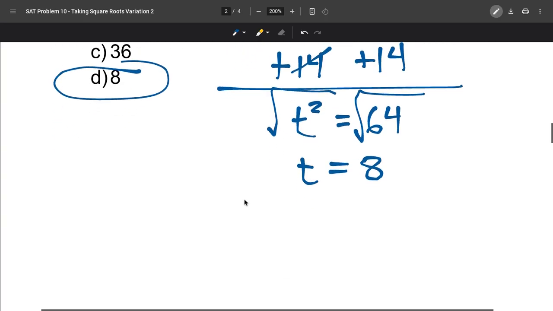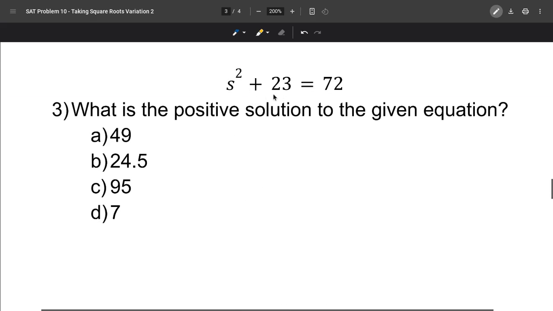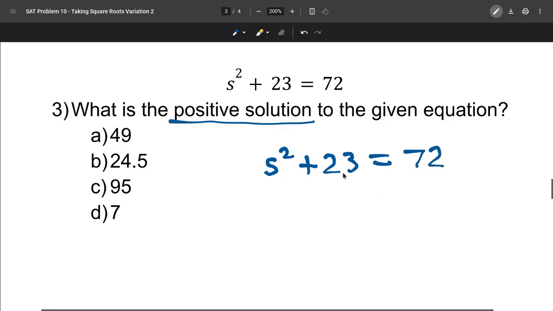All right, next one, I decided to mix it up a little bit. Instead of minus, I added plus. So we've got s squared plus 23 equals 72. And again, what is the positive solution to the given equation? So let's write this down here. Instead, we want to get rid of the plus 23, so we actually have to subtract 23.